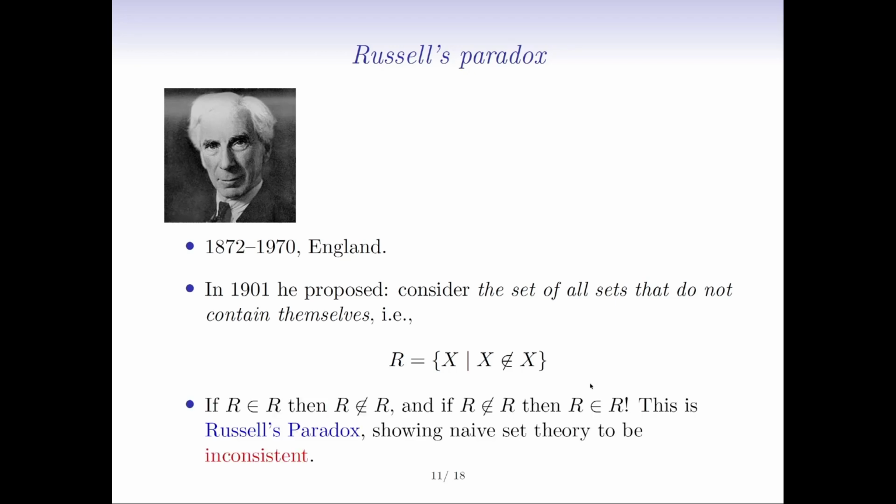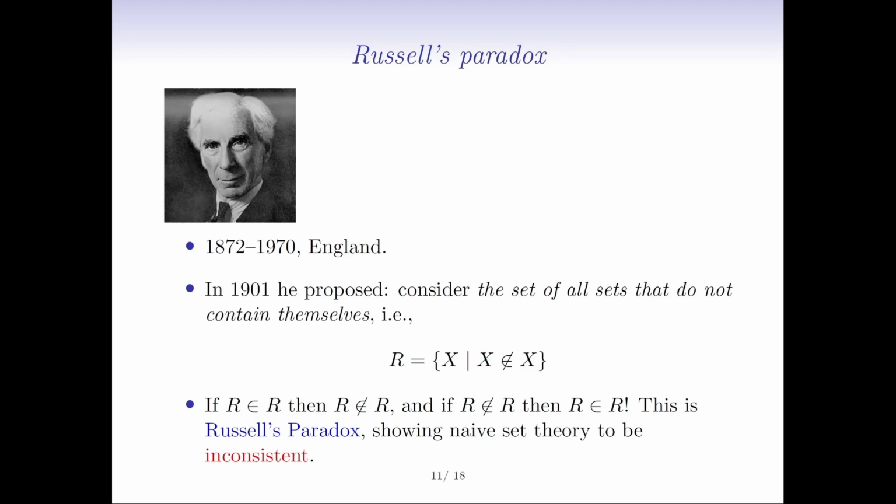Does R belong to itself? Now, if R is a member of R, then by definition, since the only things in R are things that are not members of themselves, then R is not a member of R. So it both is and is not a member of R. And that's a contradiction. And remember, our law of non-contradiction says that is impossible.